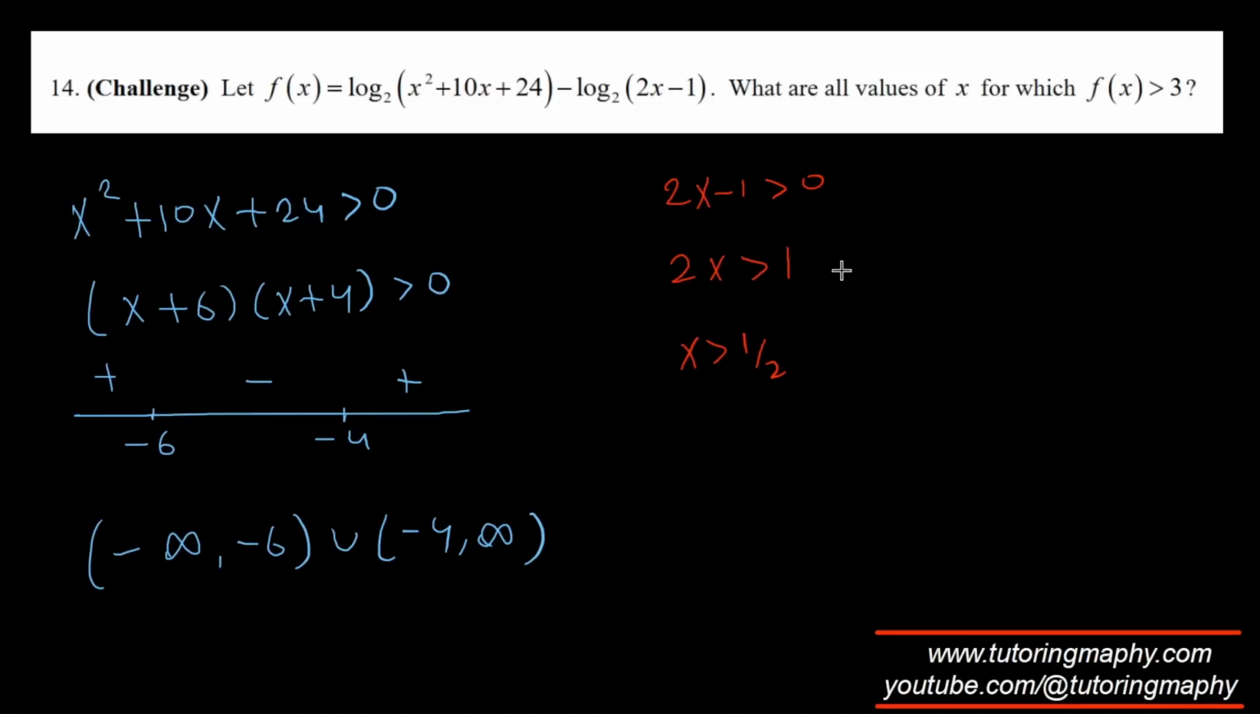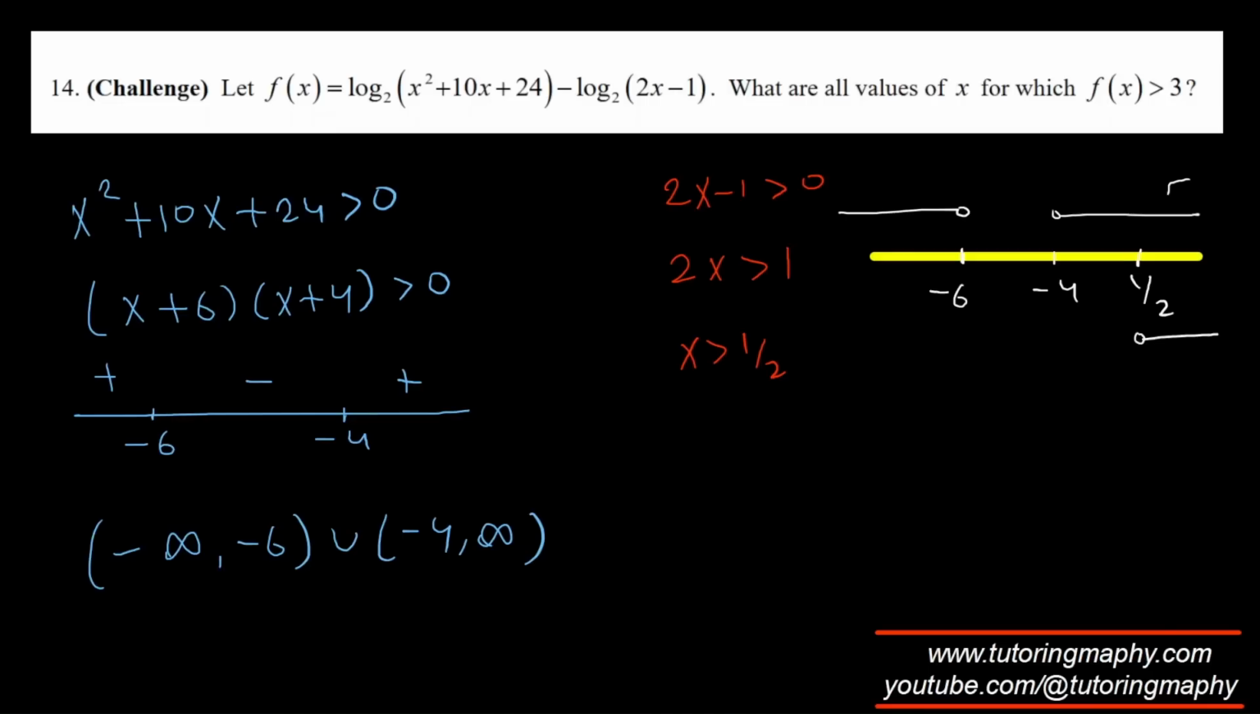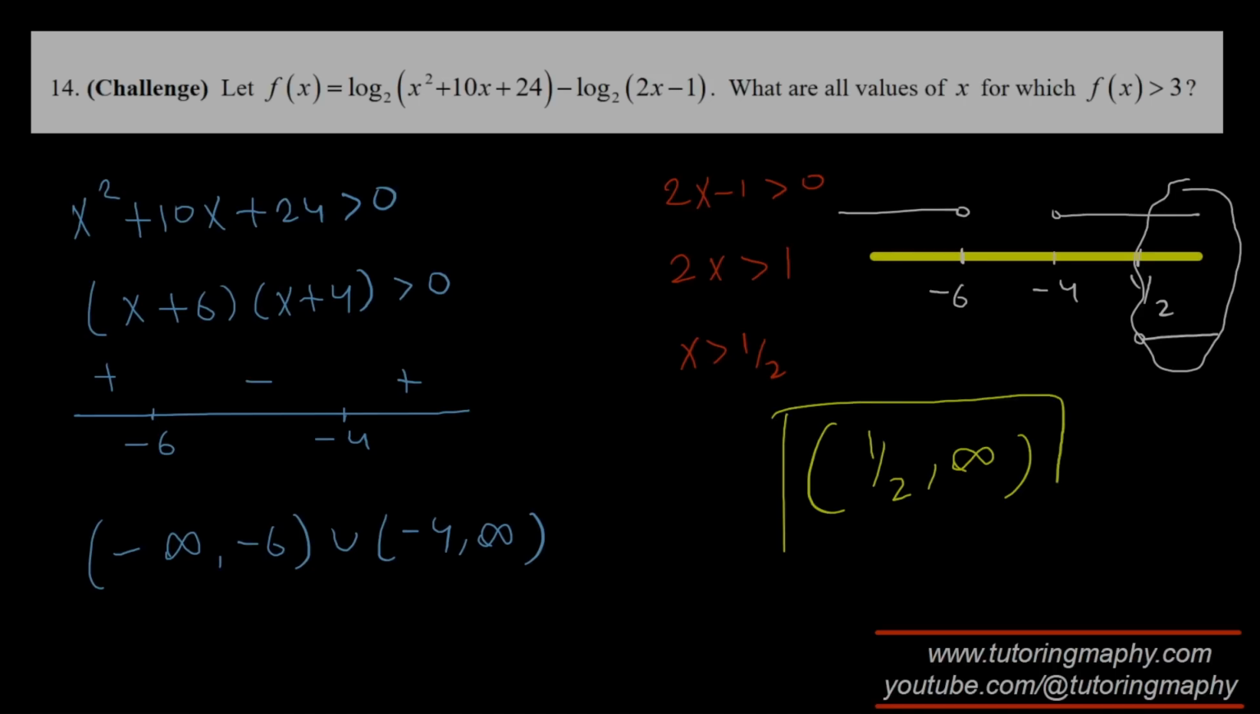I want both the logs to be happy, so I make a number line and I plot the points here, which is negative 6, negative 4 and 1/2. This is happy during this interval, the blue one, and the red one is in this. And they are overlapping, of course, only in this region. So the final answer that we have is parentheses 1 over 2 to infinity.